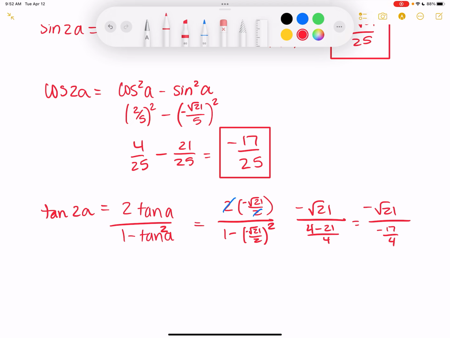Alright, so negatives are going to cancel. There we go. So then, huh? Do we have to double check? We're good. Alright, so square root of 21 times 4 over 17. I mean, y'all could have earned like 2 cookie points on me. It's fine. It's just a sign. 4 square root of 21 over 17.